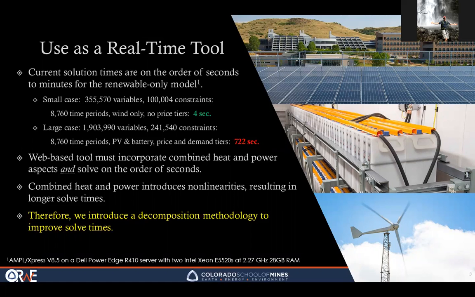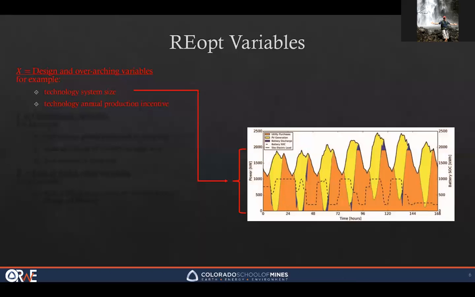That's a long time for a user sitting at a computer to wait for an answer, especially if they want to try a couple of different settings and options. That's a lot of time to do that. So we're really trying to improve these solve times. These solve times are also going to get worse when we add the combined heat and power that I was talking about. This combined heat and power introduces a lot of nonlinearities, which there are ways around, but that could also increase the solve times. So therefore, we're introducing a decomposition to improve the solve time.